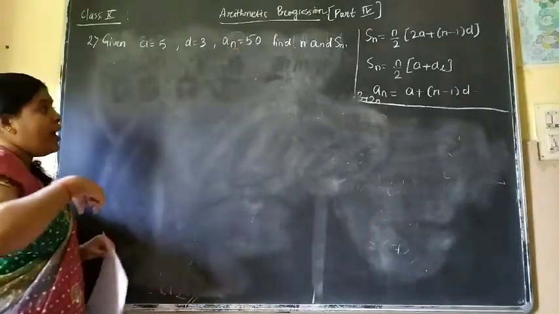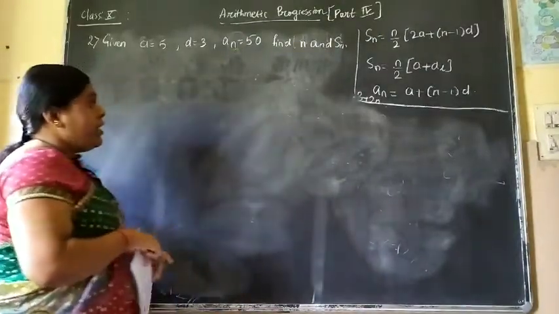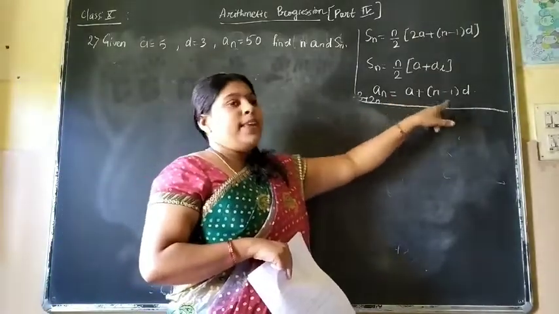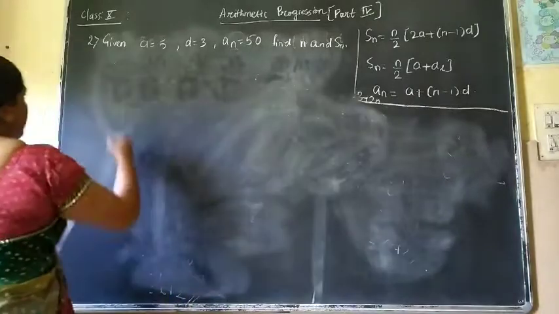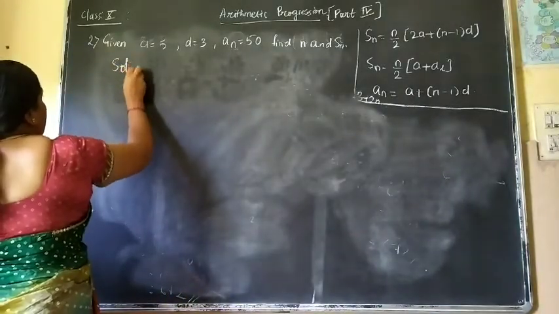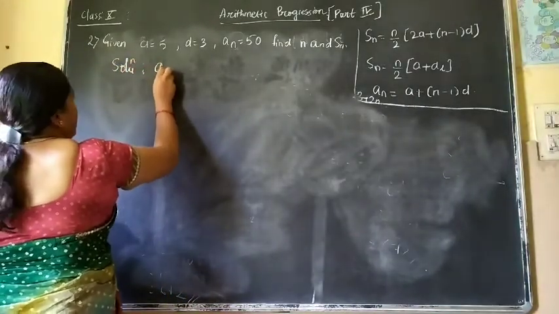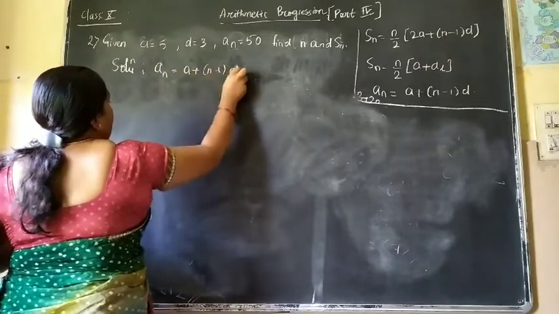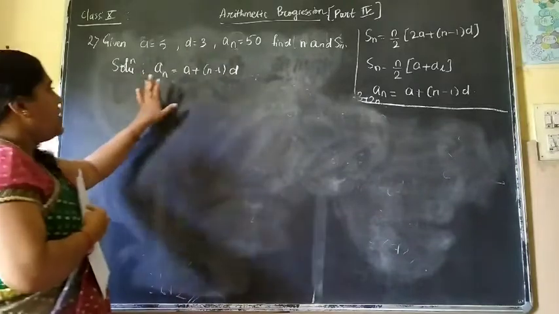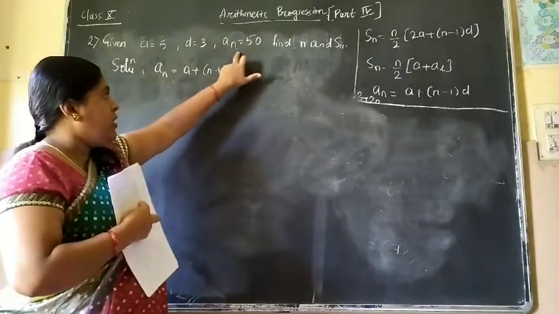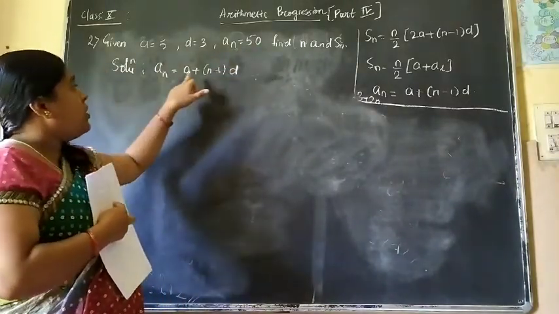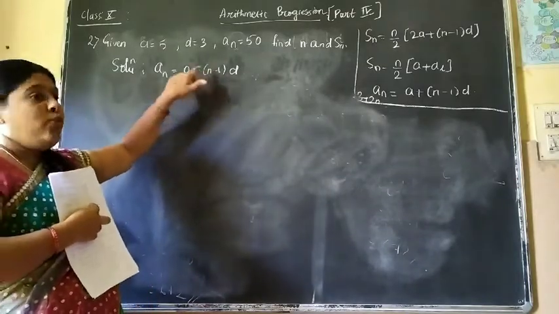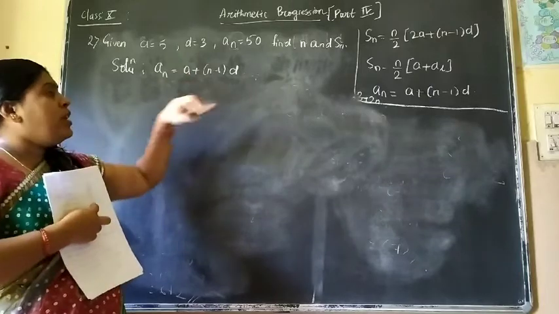They have given us the value of the nth term. How do we find the nth term? It is given by the formula an is equal to a plus n minus 1 d. Use this formula. Why are we using this formula? Because they have given us the value of the nth term, and if we substitute all the values here, we are going to get the value of n.